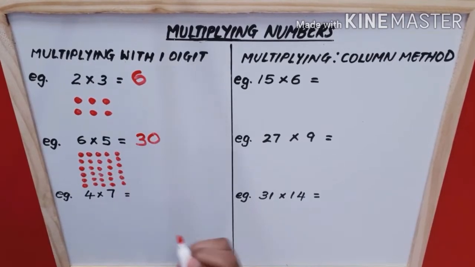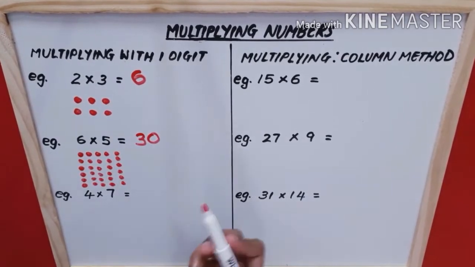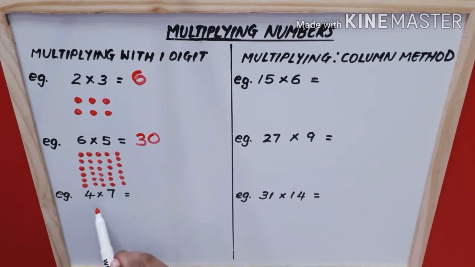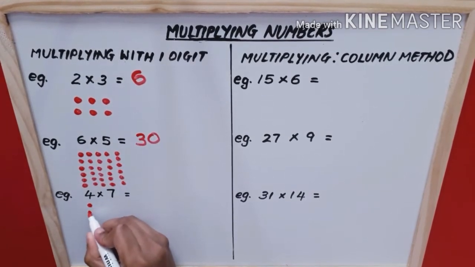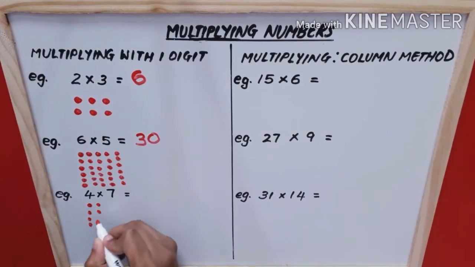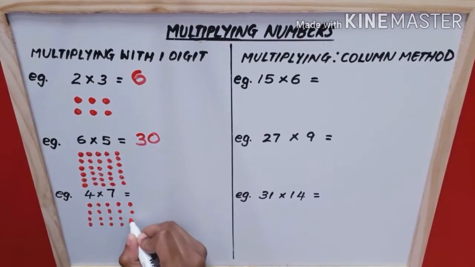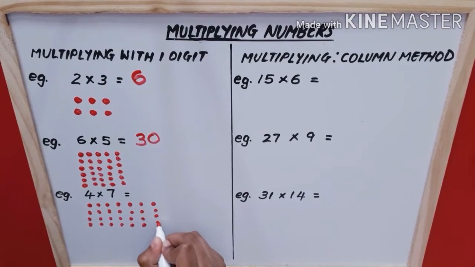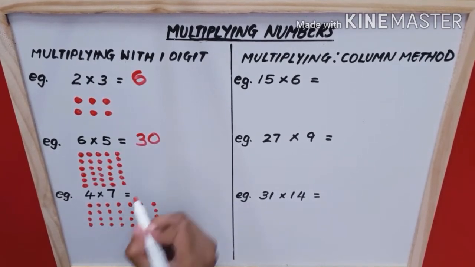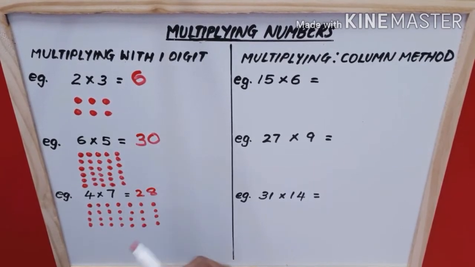So let's go on to the final question. So it says 4 multiplied by 7. So this means 7 lots of 4. So I start off by drawing 4 dots and then draw 7 lots of these. So once you finish drawing them all, you add them all up and you get your answer as 28.